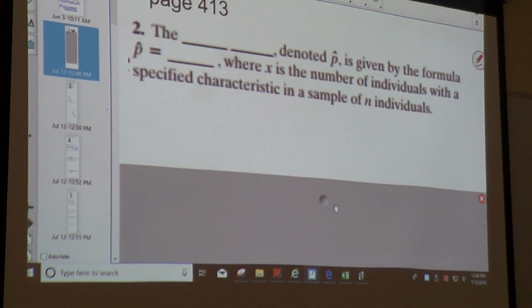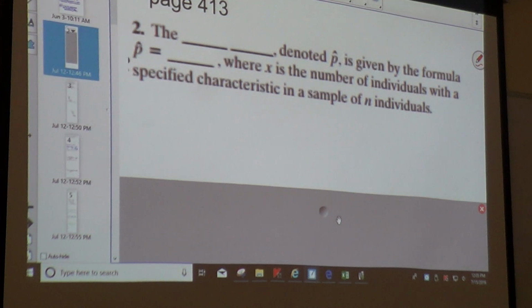The blank, denoted by p hat. So what did I say p hat stood for? Sample proportion. So the sample proportion is the same thing as p hat, and is given by the formula where p hat equals blank over blank.